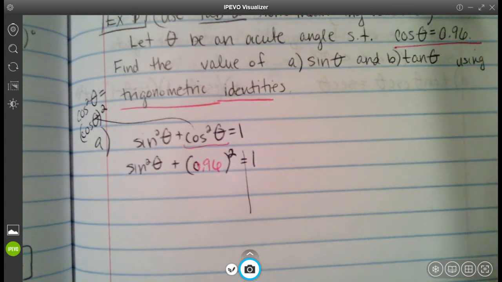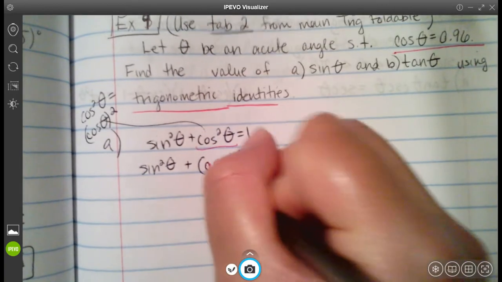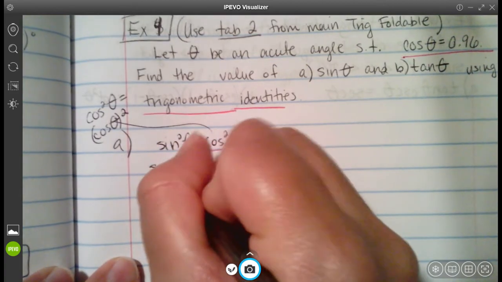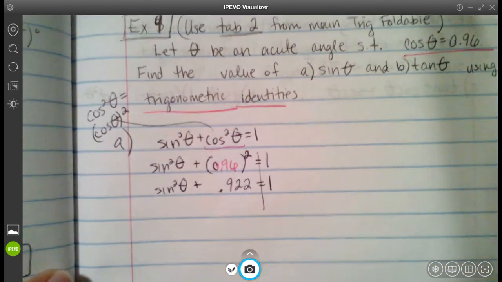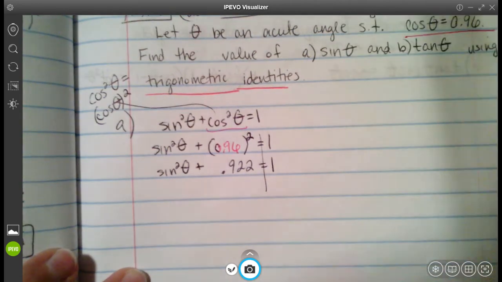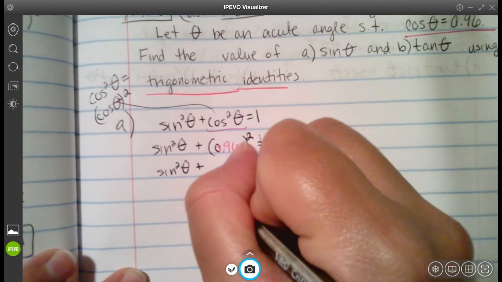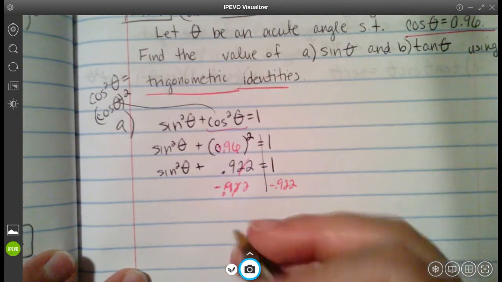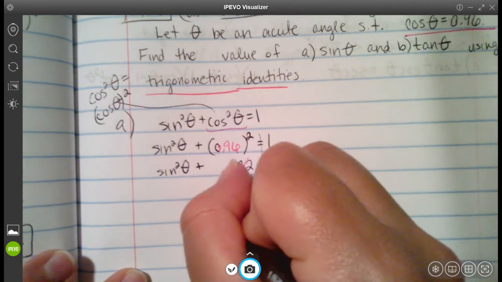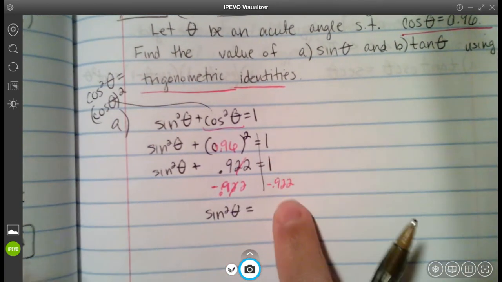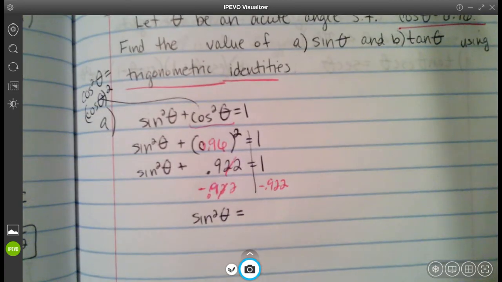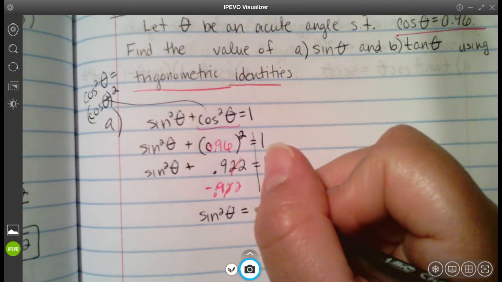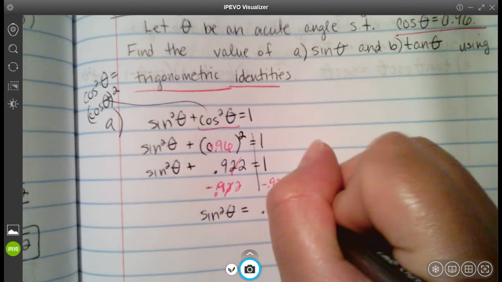Okay, I'm getting 0.922, so this is 0.922. And I'm just going to bring everything else down. It's just basic algebra at this point. We would subtract 0.922 from both sides, which gives us 0 right here. So I end up with sine squared theta is equal to 1 minus 0.922, which is going to give me 0.078.